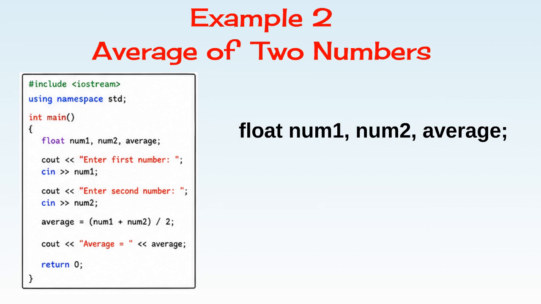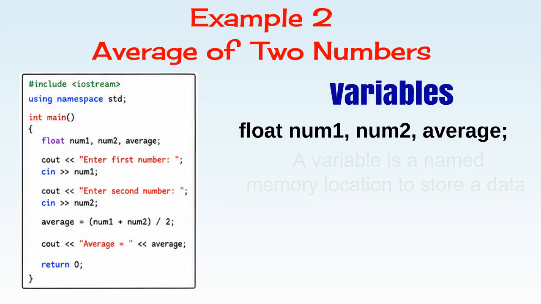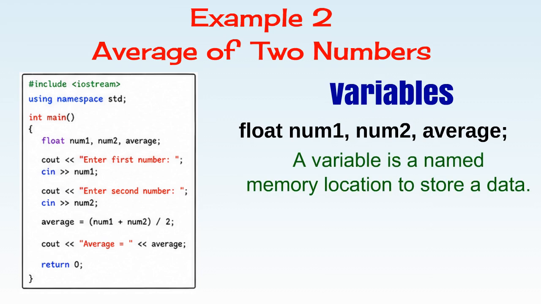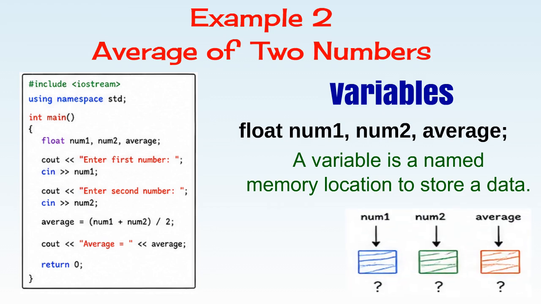We are declaring variables. A variable is, at its core, a named reservation in the computer's random access memory, or RAM. Instead of forcing the programmer to memorize raw hexadecimal memory addresses, the compiler allows us to assign human-readable labels to those memory blocks. So num1, num2, and average are our labels. Yes. But preceding those labels is the keyword float. Right. The source identifies this as a data type.